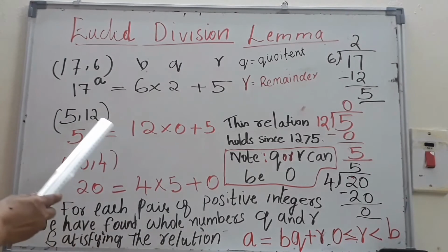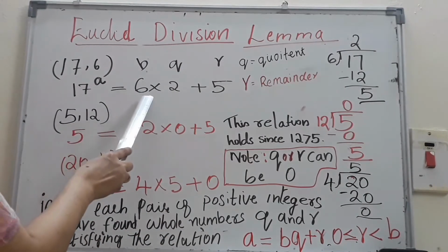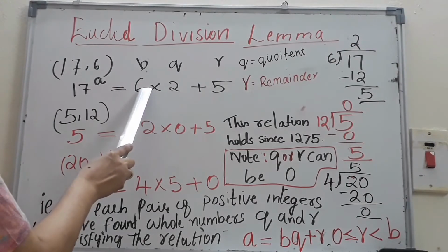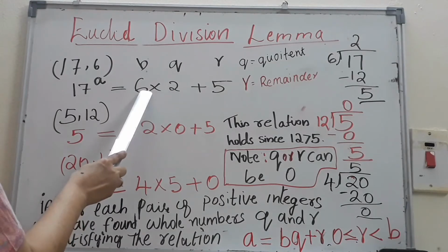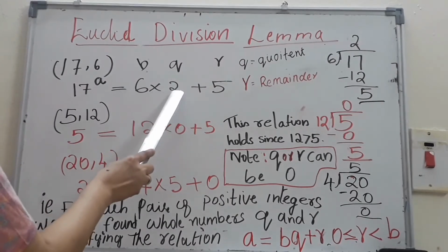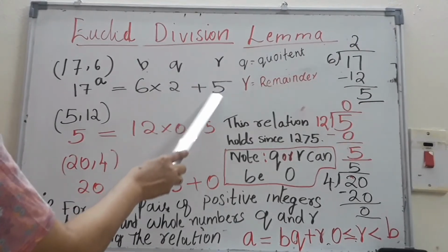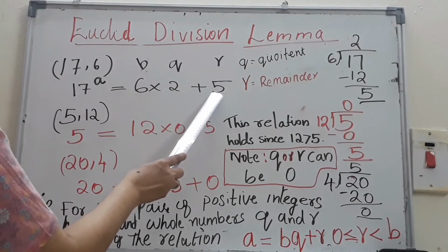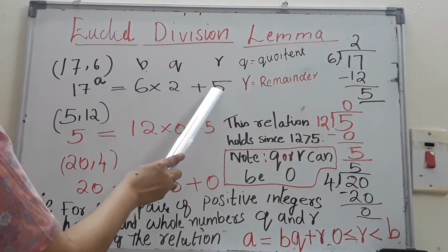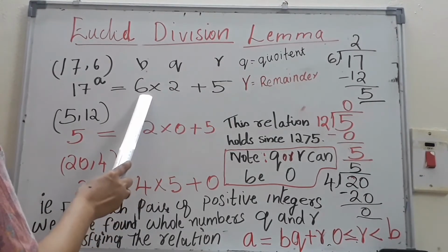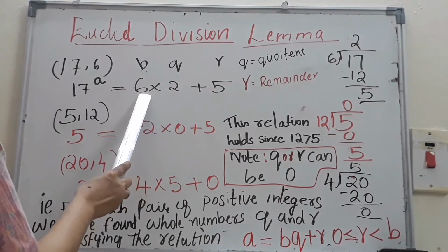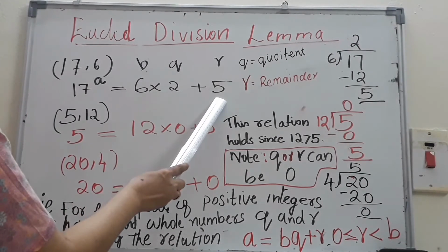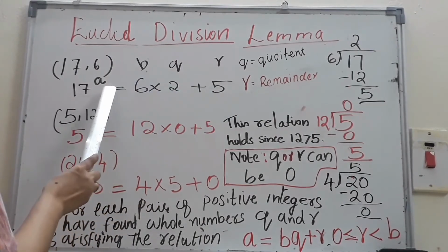So here, how many times does 6 go in 17? Only 2 times. So what is the divisor here? 6. 6 is the divisor. What is the quotient here? 2. And what is the remainder here? 5. So we can say this relation holds. Why? Here b is greater than r. What is b here? 6. And what is r here? 5. What is a here? 17.